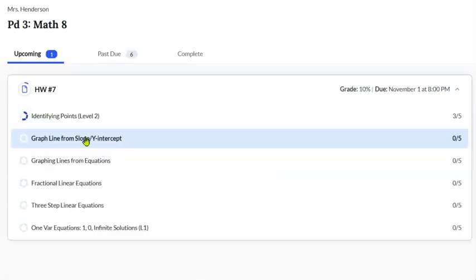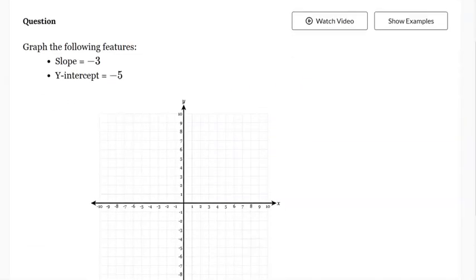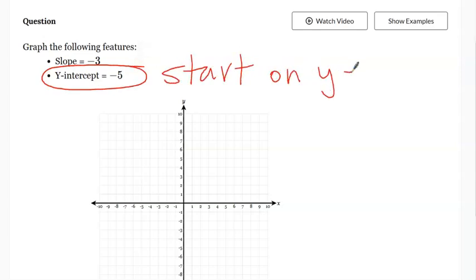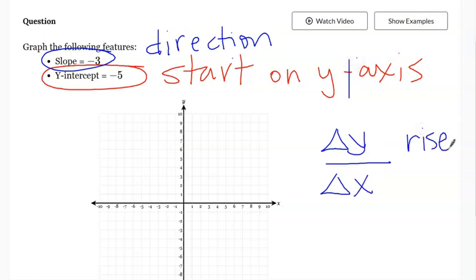Let's try the second topic, graphing a line from a slope and y-intercept. This is where you start graphing, and you start on the y-axis always. That's why it's called a y-intercept. This is the direction in which you move. But direction has to have 2 moves. A change along the y-axis, known as the rise, and a change along the x-axis, known as the run.